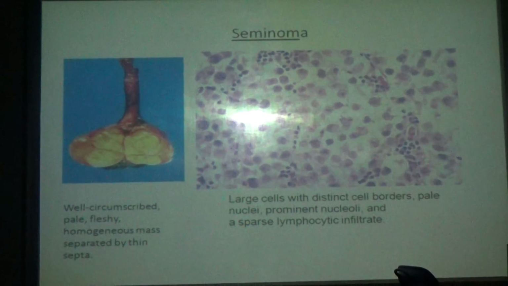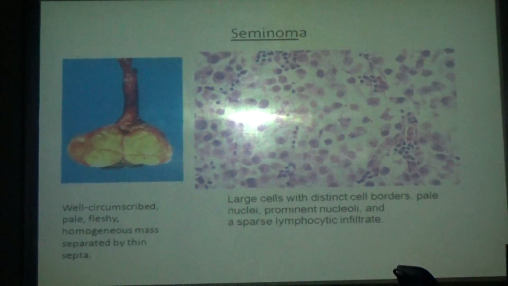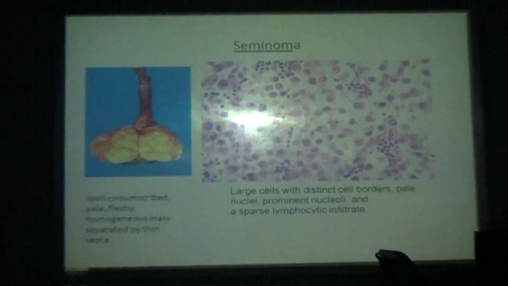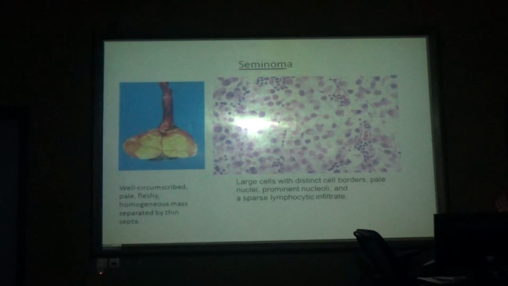Germ cell tumors, sex cord stromal tumors. In germ cell tumors, you have seminoma, yolk sac tumor. The most important testicular tumor in germ cell tumors is seminoma. It occurs in the age of almost 30 to 50 years.